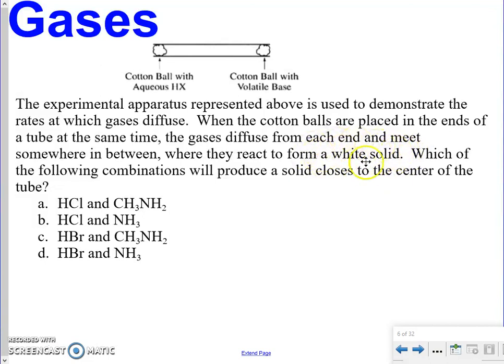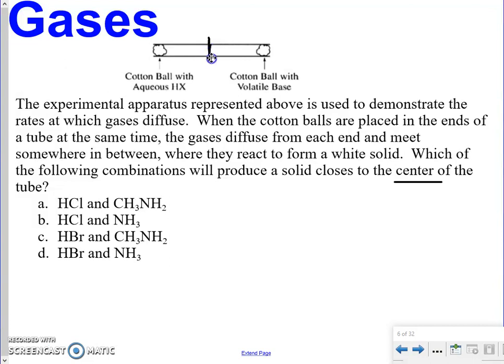We'll actually see where the reaction occurs, because a white solid will form as the two interact with each other. Which of the following combinations will produce a solid close to the center of the tube? So a little bit of physics is tied in here. We want the gases to meet somewhere in this range. Well, how is that going to happen? If I release them at the same time, for them to travel the same distance to meet somewhere in the middle, they have to be moving at roughly the same speed.